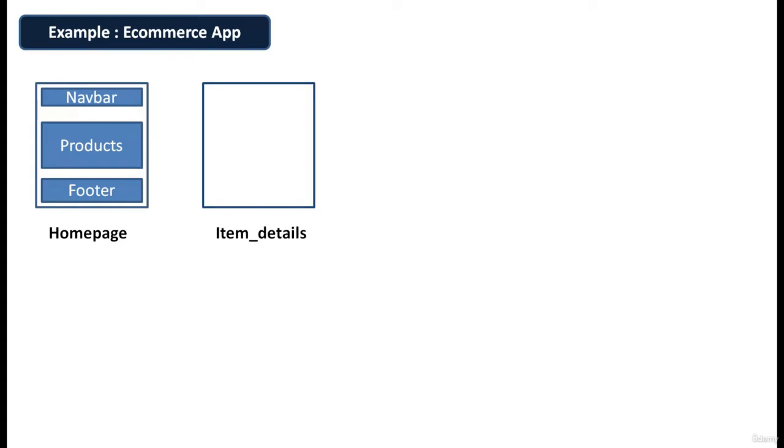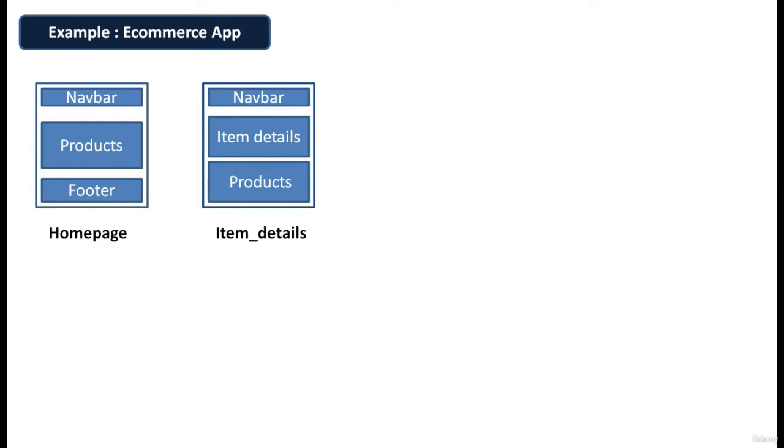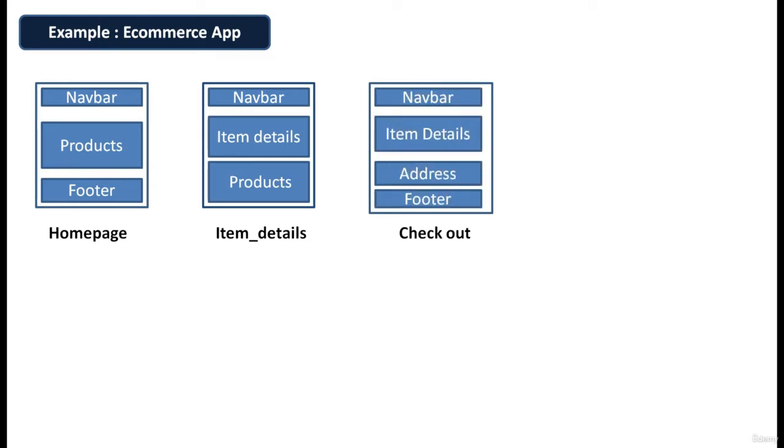In this item details page also we will have navbar, item details, and at the last we will have the products like similar products which is related to the selected product. And at the last we will have the checkout page. In this checkout page also we will have navbar component, item details component means which item you are going to buy, and we will have the address, and at the end we will have the footer. This is the traditional way of designing the e-commerce application using the HTML and JavaScript.